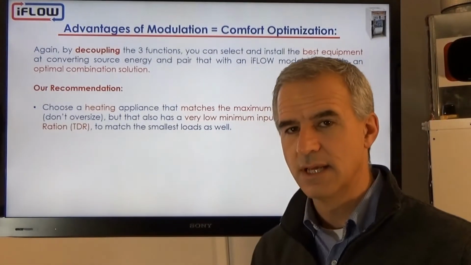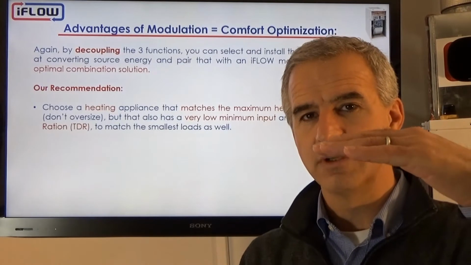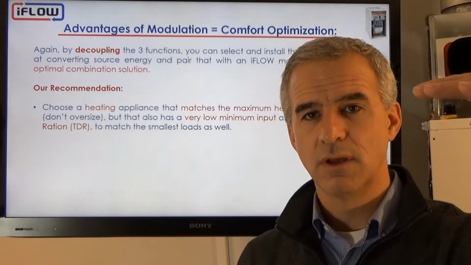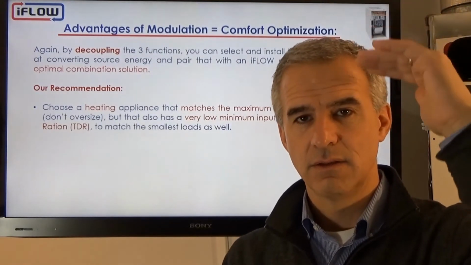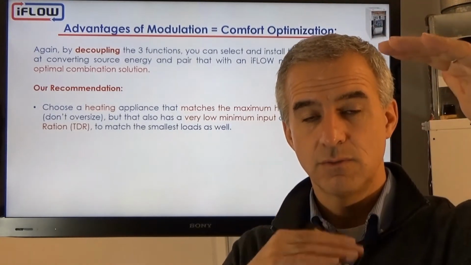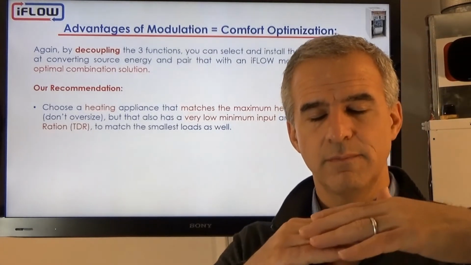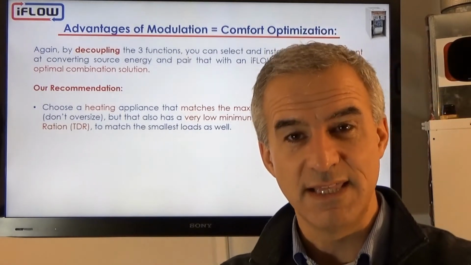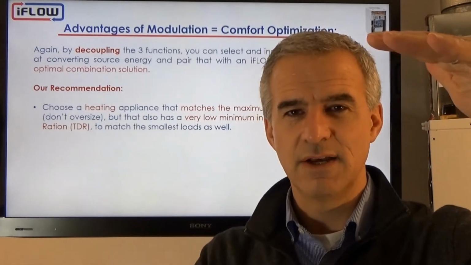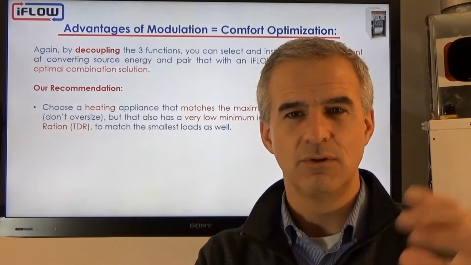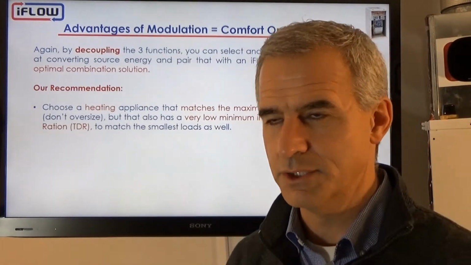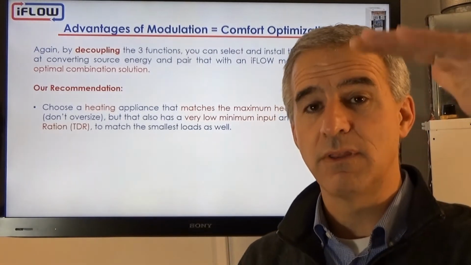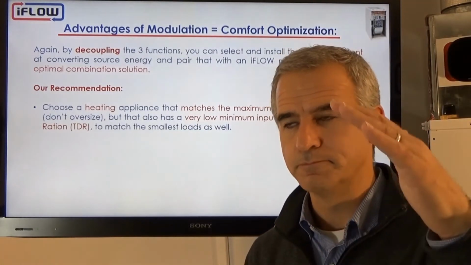The ratio is just the ratio of the maximum input divided by the minimum input. So if I have a 200,000 BTU unit with a 10-to-1 turn down, or if I have a maximum input of 200,000 and a minimum input of 20,000, for example, 200,000 divided by 20,000 is 10. So this unit would have what we call a 10-to-1 turn down ratio. The higher the turn down ratio, the better the ability of that unit to modulate.